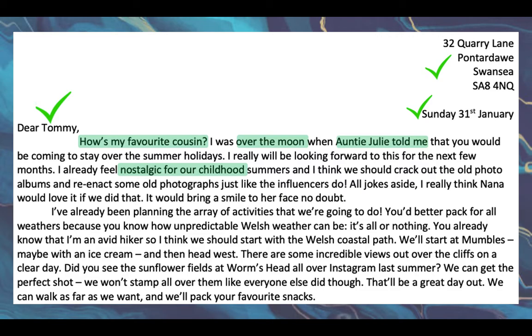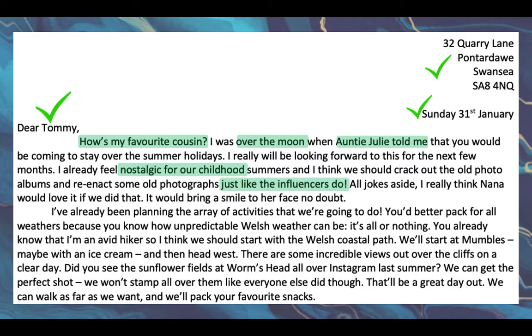Then again, we've got a prior childhood experience. It says, I already feel nostalgic for our childhood summers. We've got a nice ambitious word there, nostalgic, relatively hard to spell, so we're still meeting the mark scheme. Because don't forget, even though we're writing informally, it is the same mark scheme for formal and informal letters, so we need to hit that split mark scheme.